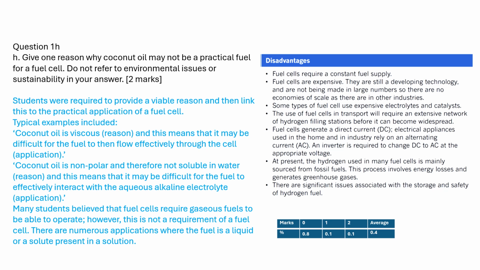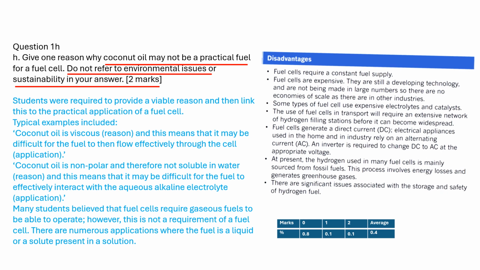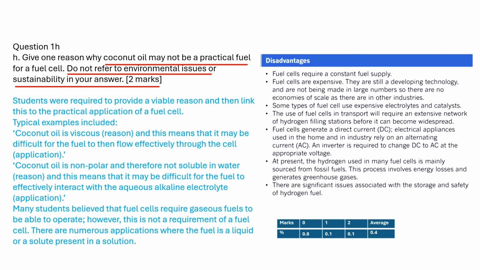Give one reason why coconut oil may not be a practical fuel for a fuel cell, but this reason is not referred to as environmental issues or sustainability. This question is related to the disadvantages of fuel cells. One of the disadvantages is okay but should be linked to coconut oil. For example, coconut oil is viscous or not soluble in water.